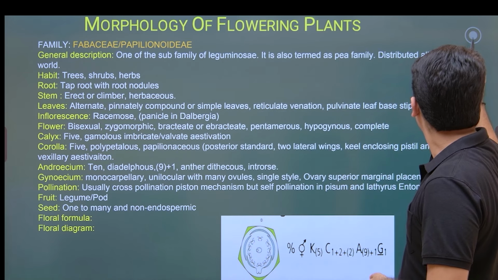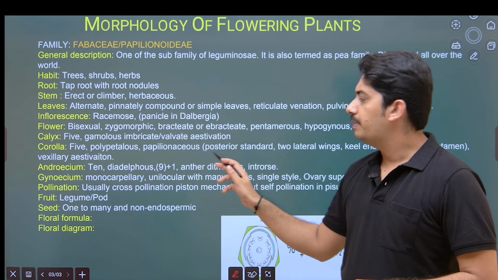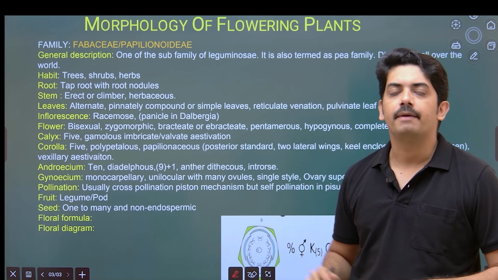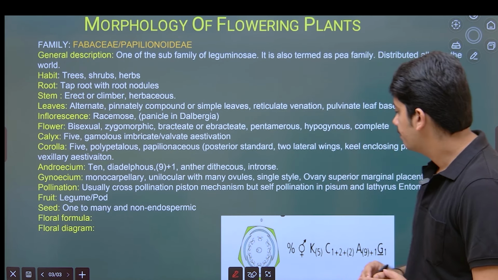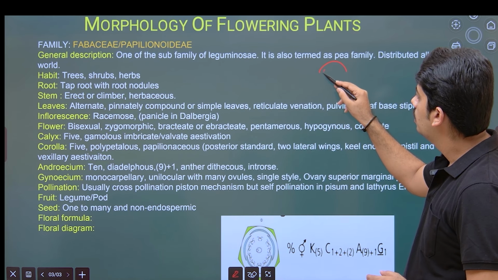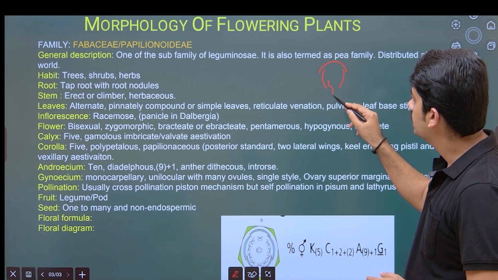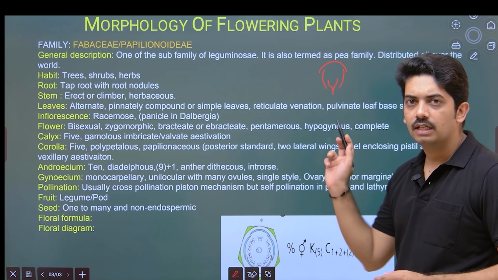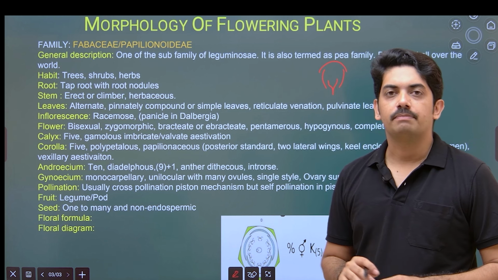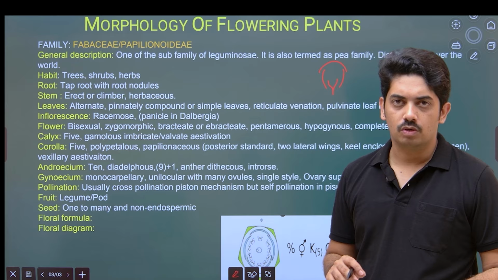Corolla 5, that means petals are 5. Papilionaceous, this is very important, that is why the name Papilionoideae, where we observe one standard petal, two wing petals and a fused keel petal. This is how we observe the arrangement of corolla, that we call papilionaceous corolla, butterfly wing like corolla. Okay.